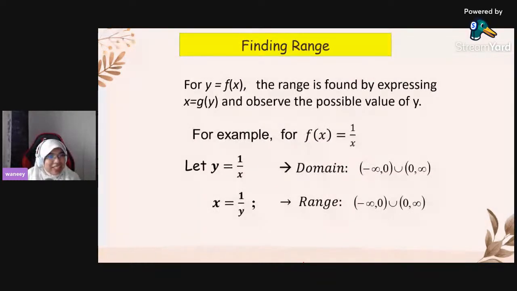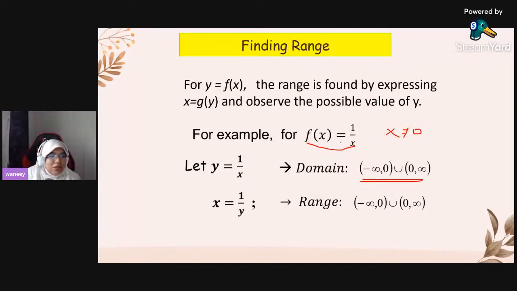Okay, so now the range is found by expressing x in terms of y and then observing the possible values of y. For example, f(x) is equal to 1 over x. If you refer to here, your x cannot be equal to 0, right? So therefore your domain will be negative infinity up until 0, 0 up until infinity.